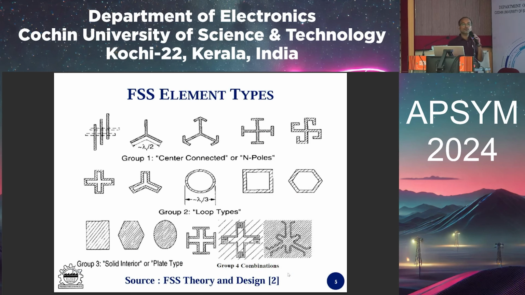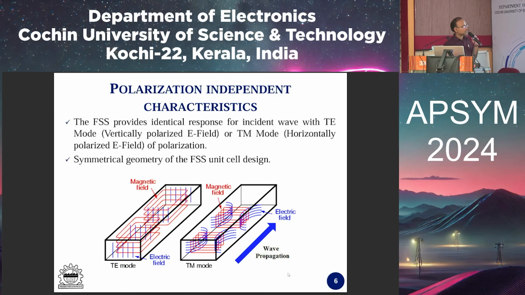No. We have so many other unit cells as well. These are some of the fundamentally used unit cells. For example, we have some 3 to 4 groups from which we can initiate the research activities with respect to frequency selective surfaces. We can go with either center connected or N poles, or loop types, or solid types like a solid patch, a square patch, or a circular patch, or a combination of all these things. So it is not limited to only these four groups. We can also extend it to some other designs as well. So I will explore those things.